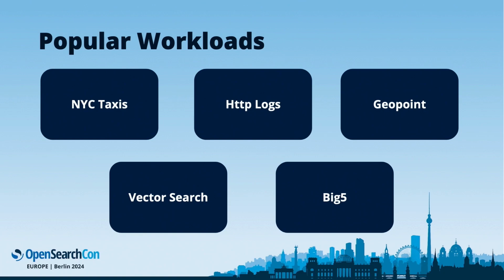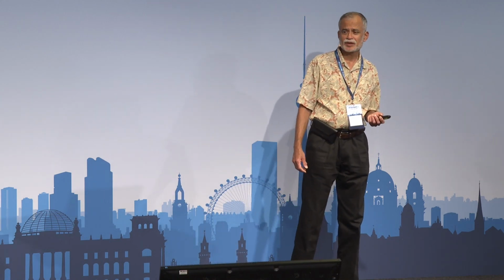HTTP logs is a log analytics workload. So the data corpus for this workload is captured from the web logs for an Apache web server. GeoPoint: if you're interested in geolocation, latitude and longitude, and you have your data corpus with all of these geopoints, you want to find out the distance between these geolocations, then GeoPoint is your workload of choice. These days, as we know, vector DB and ML workloads are all the rage, so we have a vector search workload that comes with OSB as well.